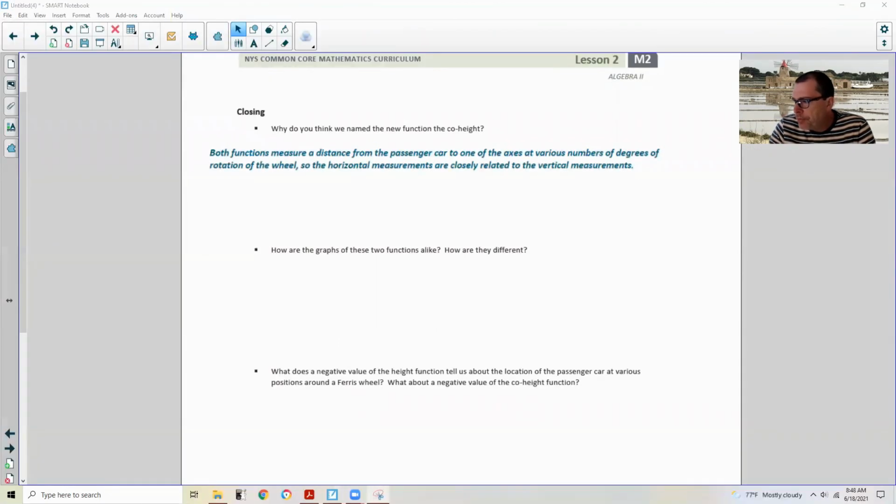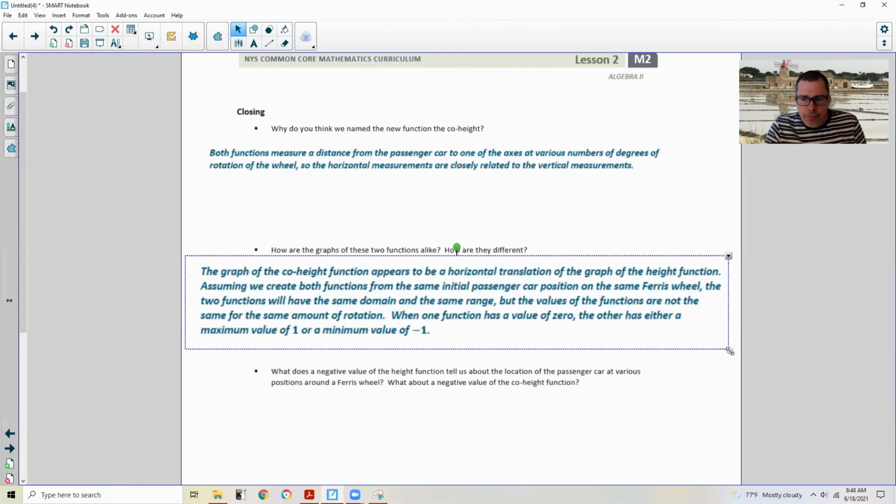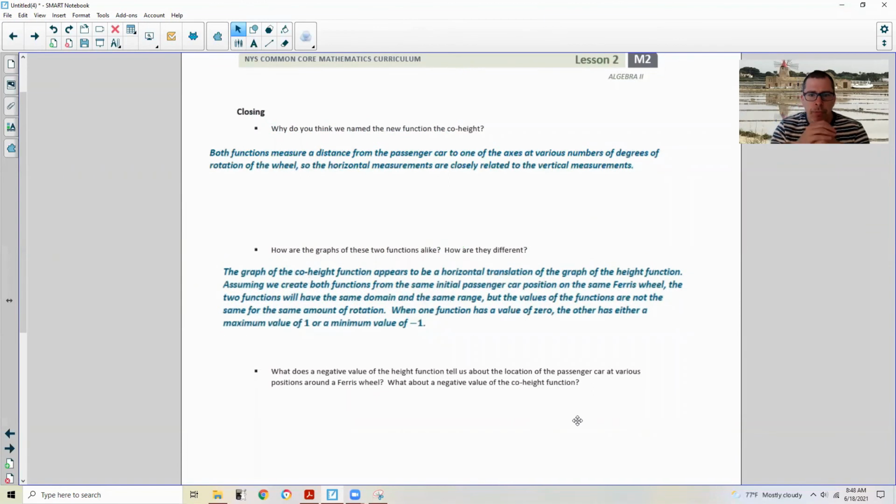Let me grab it here. Okay, so the graph of the Kohheit function appears to be a horizontal translation of the graph of the height function. So I mentioned that it was shifted to the left by 90 degrees. Okay, assuming we create both functions from the same initial passenger car position on the same Ferris wheel, the two functions will have the same domain and the same range, but the values of the functions are not the same for the same amount of rotation. When one function has a value of 0, the other has either a maximum value of 1 or a minimum value of -1.